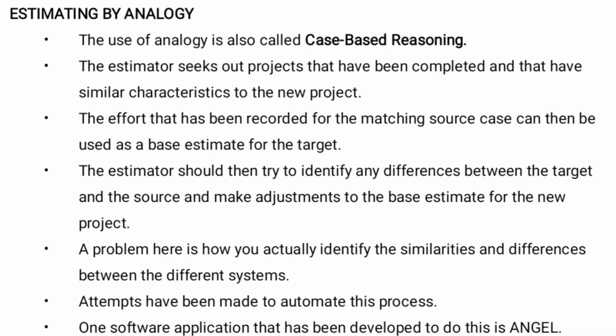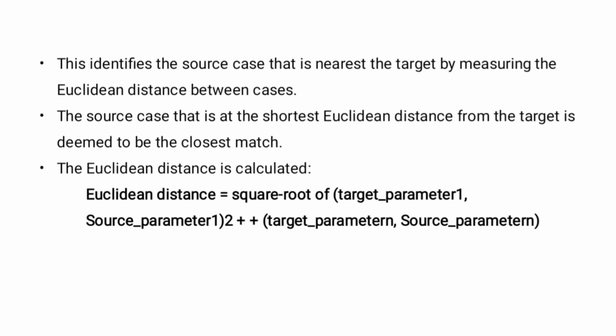Attempts have been made to automate the process. One software application that has been developed to do this is Angel. This identifies the source case that is nearest the target by measuring the Euclidean distance between cases. The source case that is at the shortest Euclidean distance from the target is deemed to be the closest match. The Euclidean distance is the square root of the sum of the squares of the differences between the source and the target parameters.